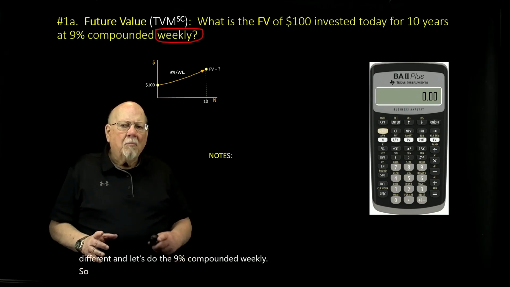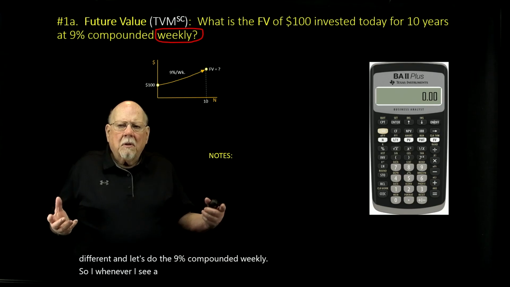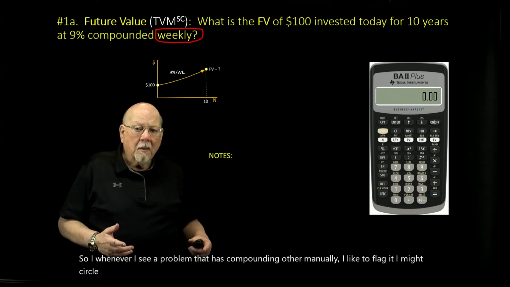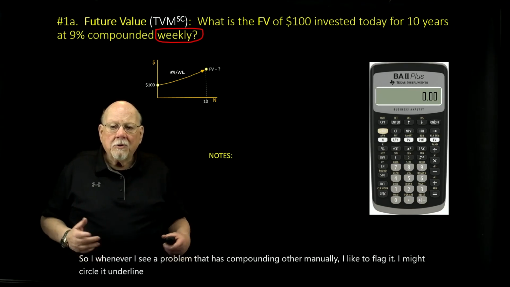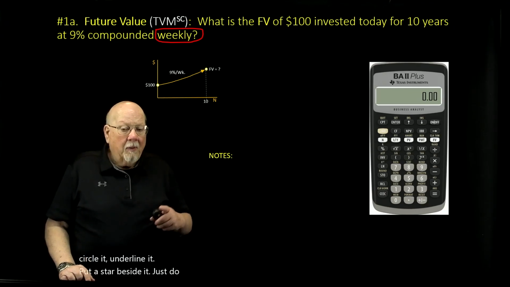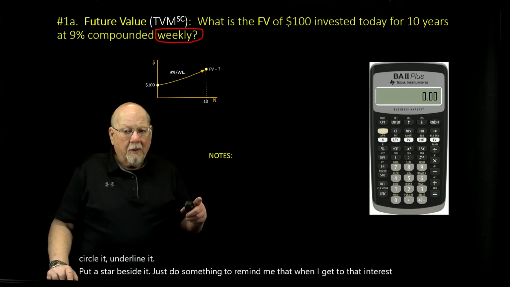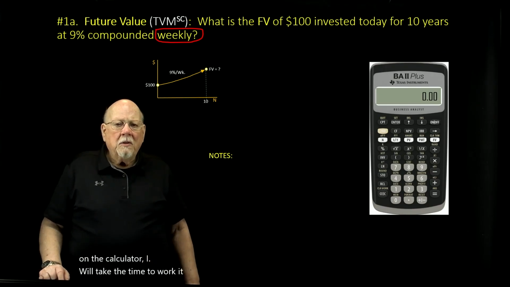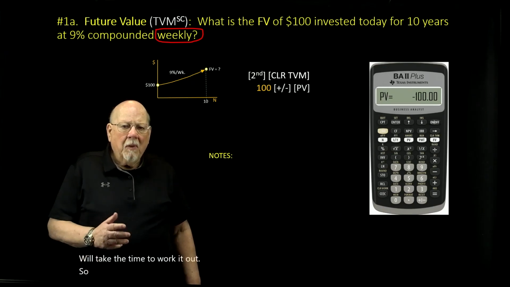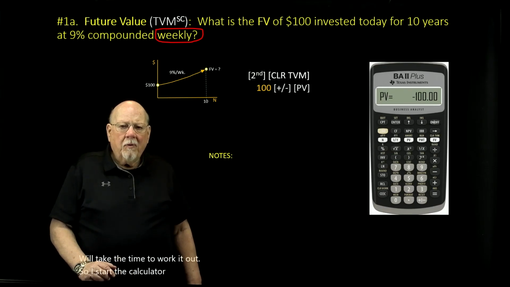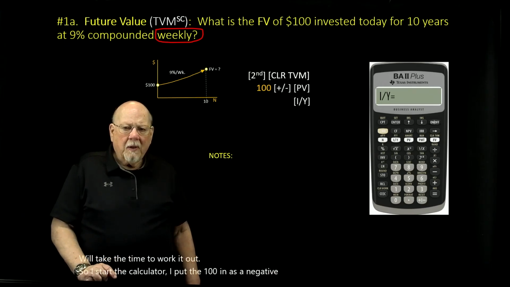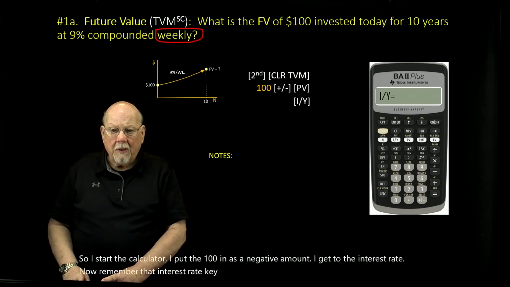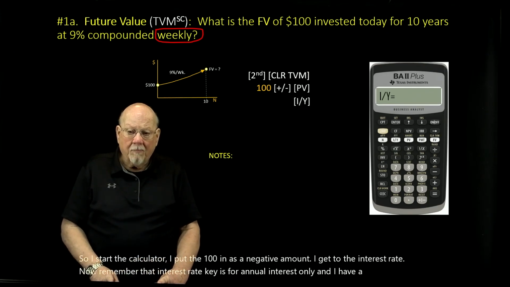Whenever I see a problem that has compounding other than annually, I like to flag it. I might circle it, underline it, put a star beside it, just do something to remind me that when I get to that interest rate key on the calculator, I will take the time to work it out. So I start the calculator, I put the 100 in as a negative amount, I get to the interest rate. Now, remember that interest rate key is for annual interest only, and I have a problem with compound interest.